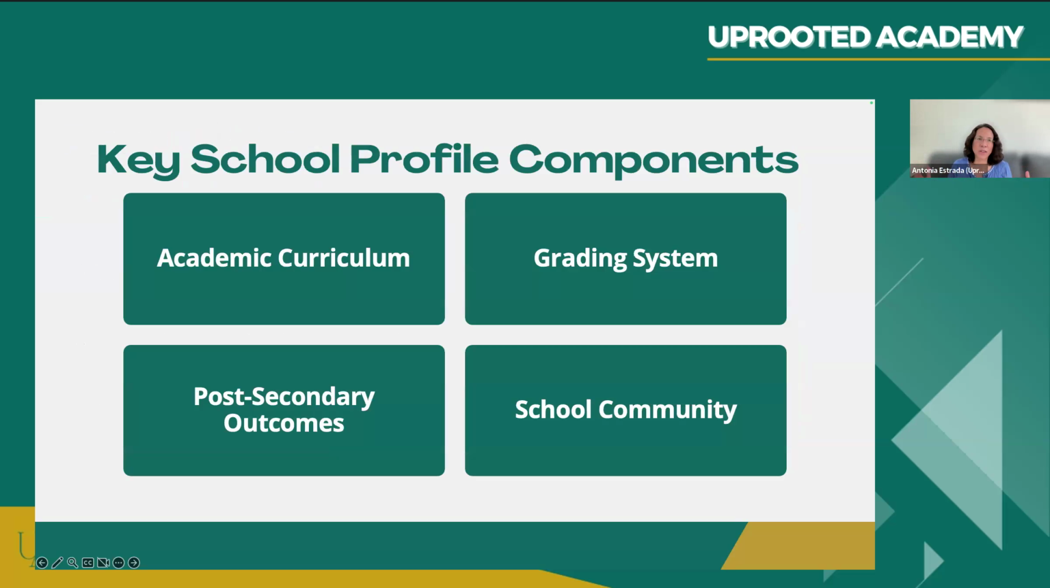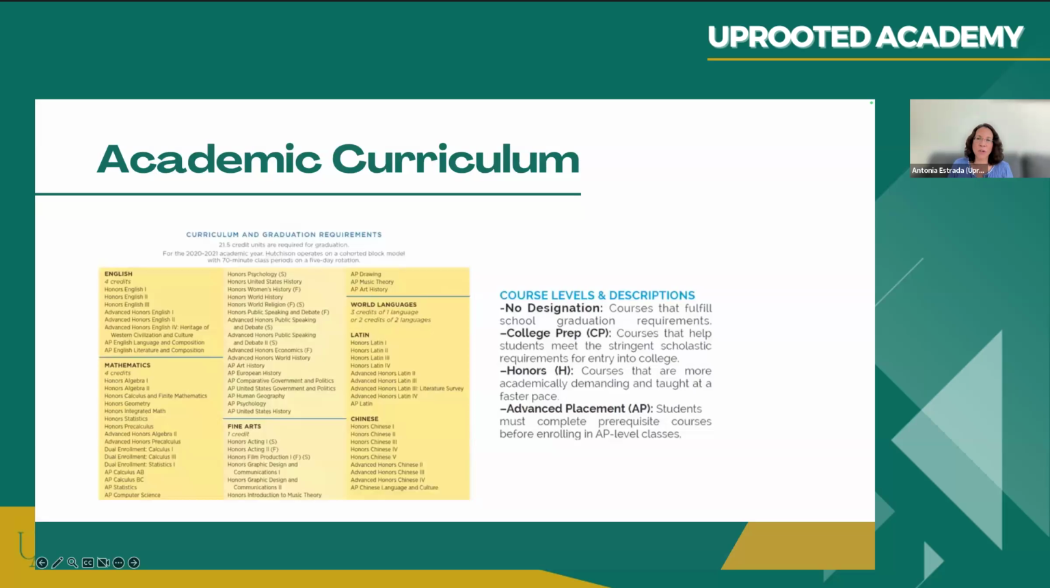So I'm going to talk in the next 20 minutes or so about 4 major components of the school profile. These are not the only components, but 4 of the main components that I'm going to focus on. 1 is academic curriculum, 2, the grading system, 3, post-secondary outcomes, and 4, school community. So we're going to look briefly at those right now. We're going to start off by looking at the first component, which is academic curriculum. This is the heart of your school profile, which is the comprehensive course listing and curriculum overview.